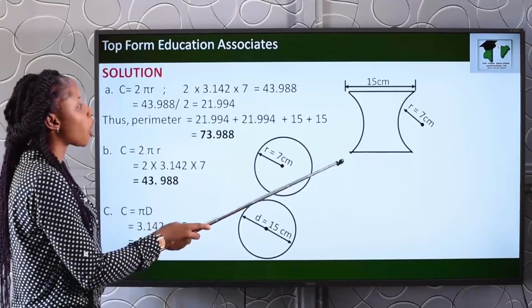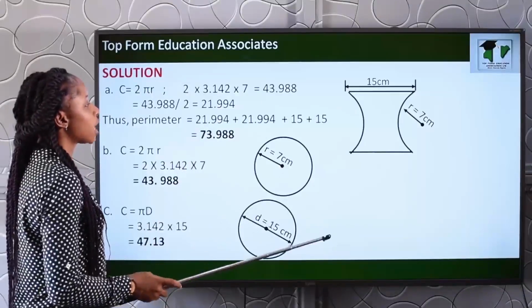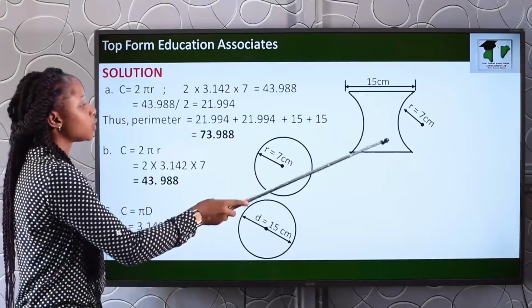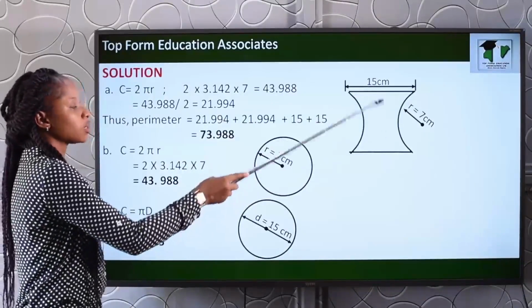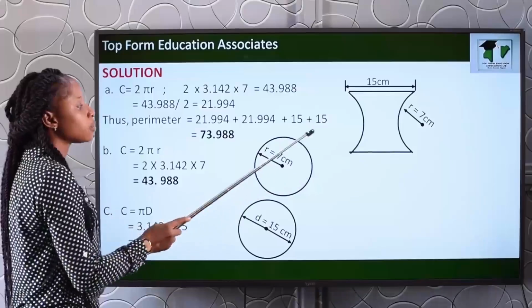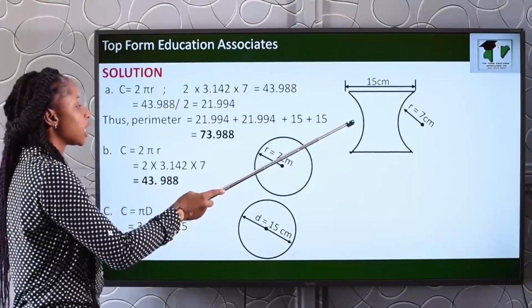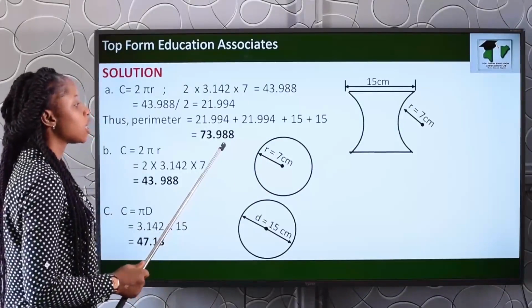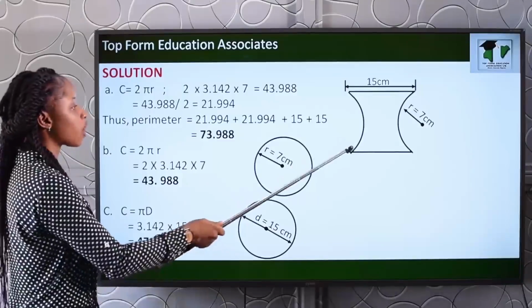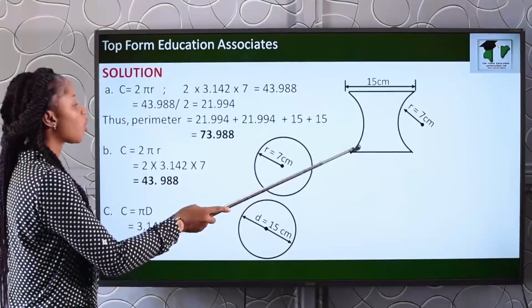Now, to get the perimeter of this figure, we add all together. Okay, that is 15 centimeter plus 15 centimeter. Of course, this part is also equal to this part. So 50 centimeter plus 15 centimeter, 21.994 plus 21.994 to give us our answer as 73.988. Therefore, perimeter of this shape is this. This is a compound shape, okay? This is a compound shape.